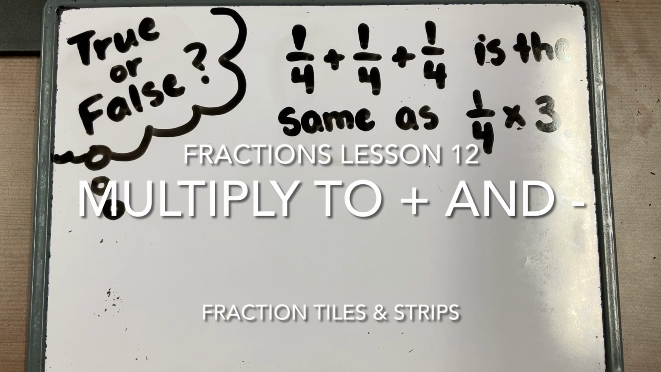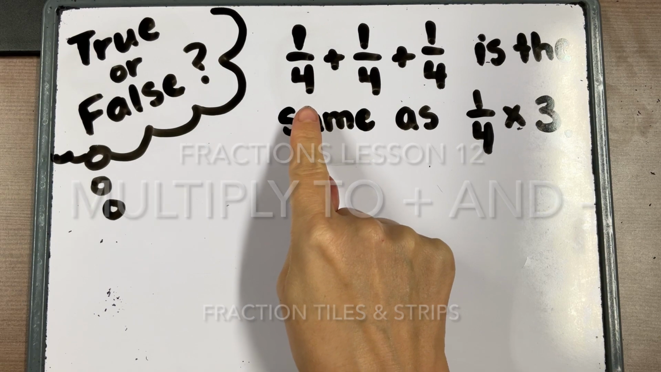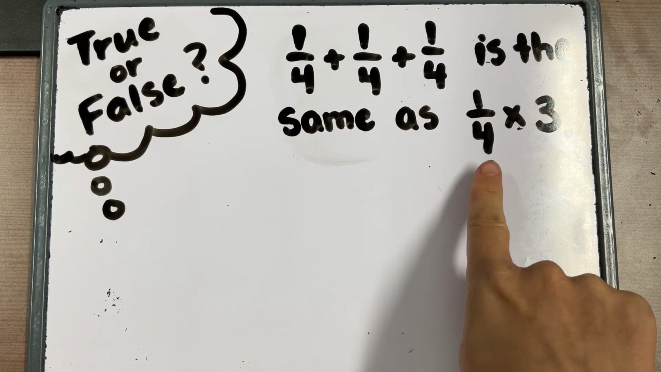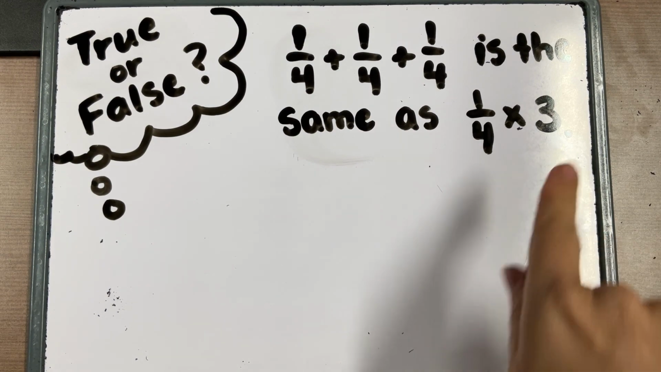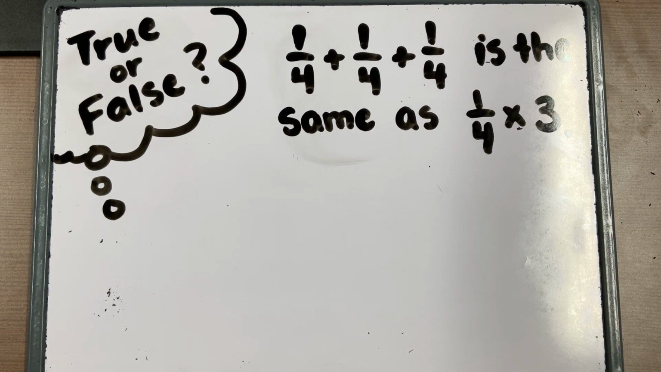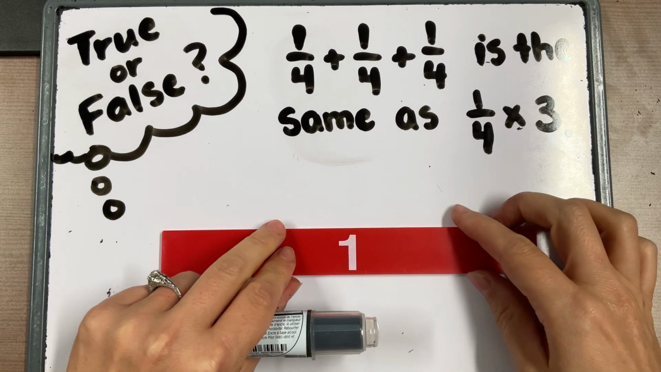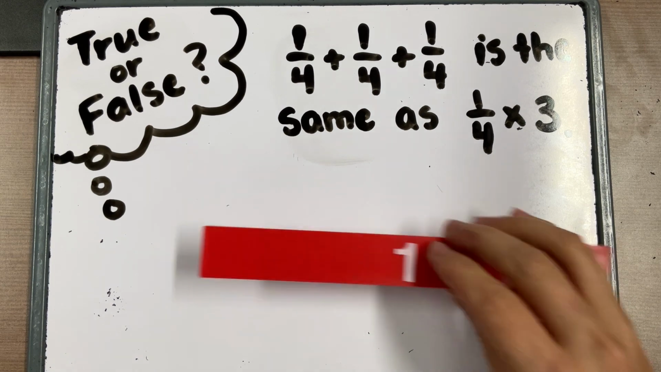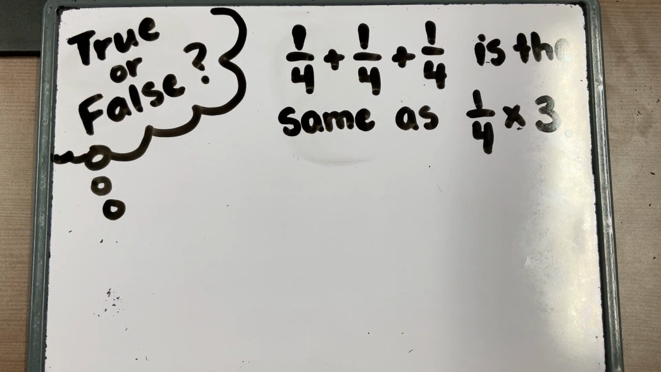True or false? 1/4 and 1/4 and 1/4 is the same as 1/4 times 3. Use your fraction tiles to prove if this is true or false. Pause the video here to do so. Let's see how you did.